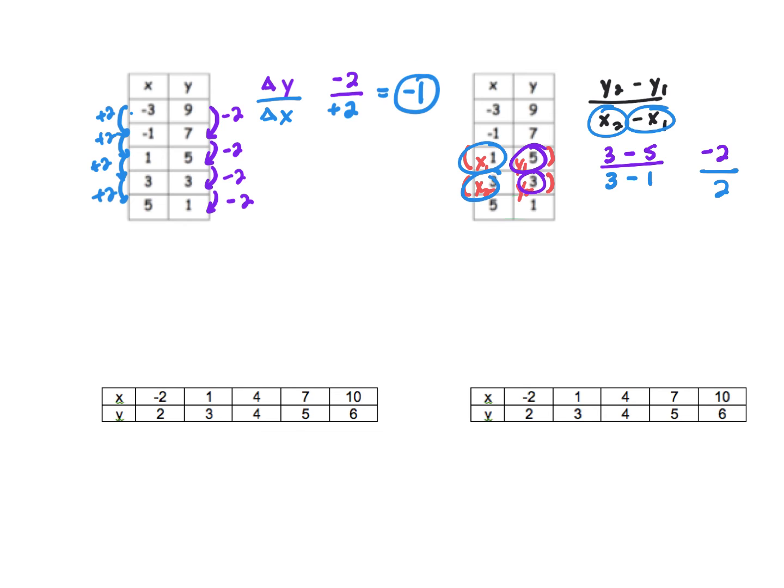And we've seen this before. -2 divided by +2, we could simplify to -1. So our slope in this case is -1 simplified.